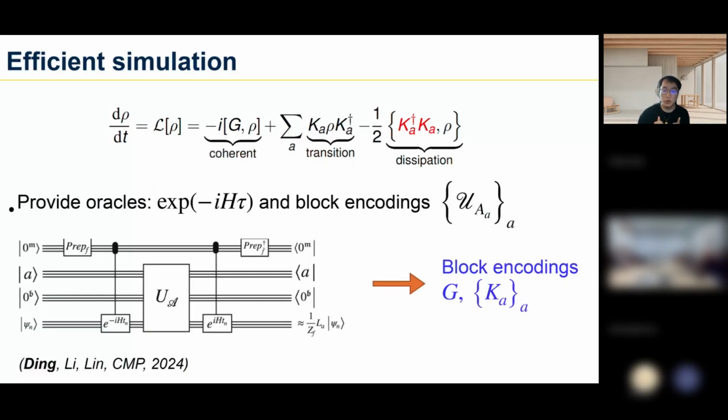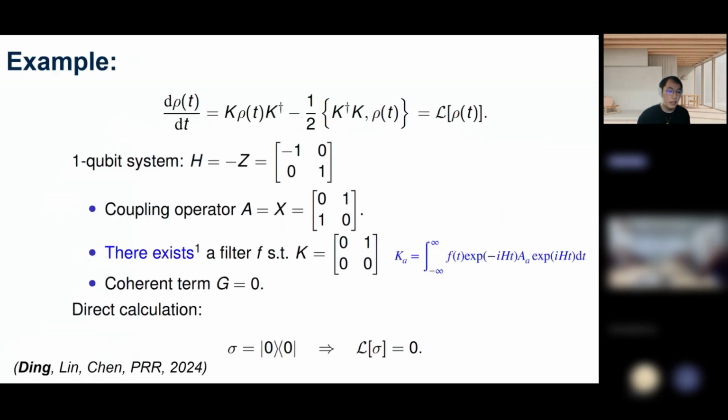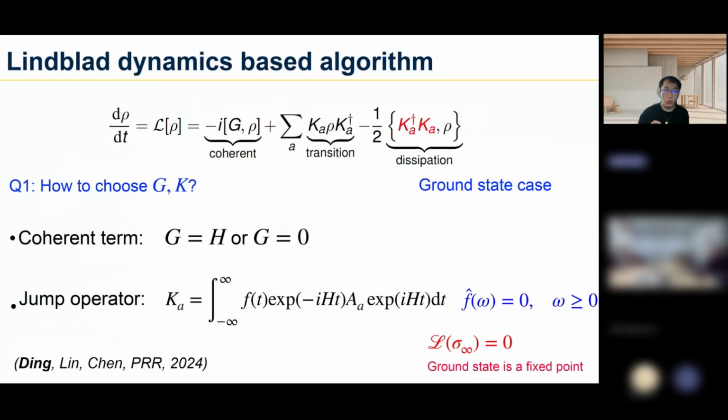Yeah, right. This is a fantastic question. I would say the main advantage of this algorithm is that finding this G and K is very simple. As I mentioned before, for the ground state case, I only need to choose this G to be the original Hamiltonian or equal to 0. Since we already know the original Hamiltonian, there is almost no construction here.